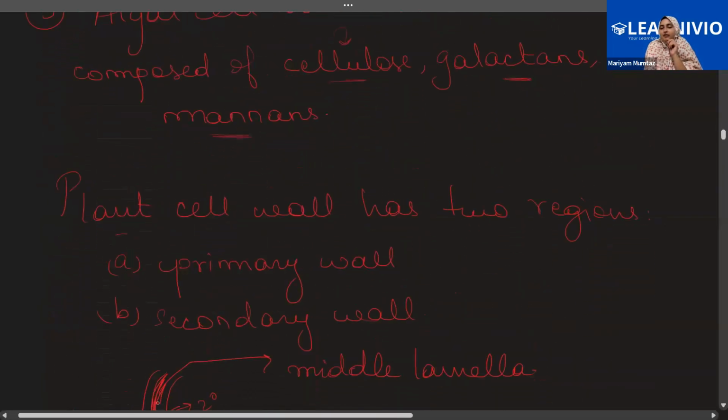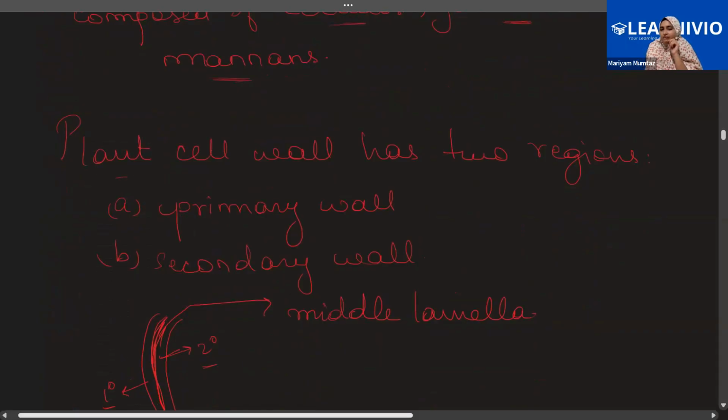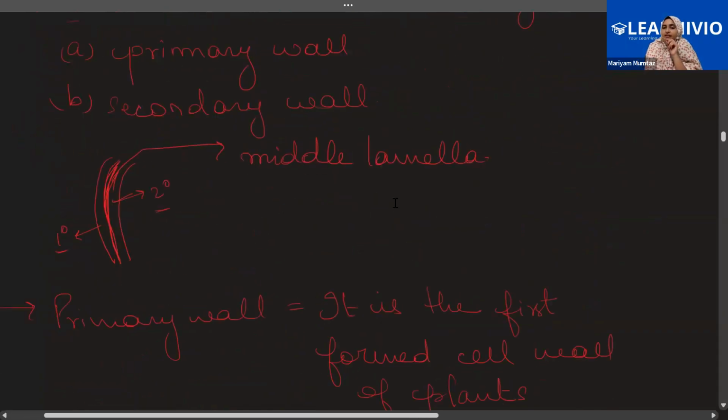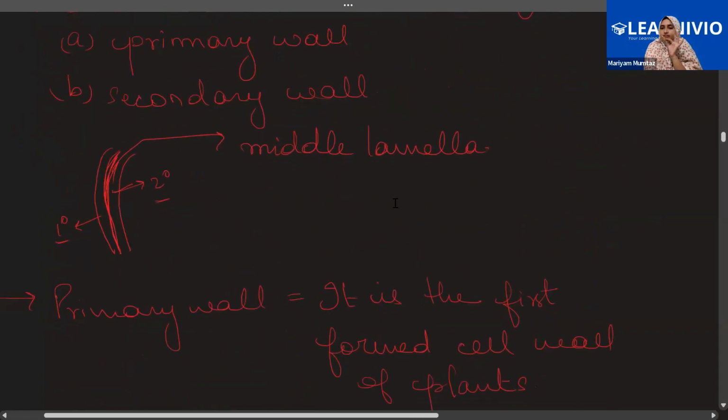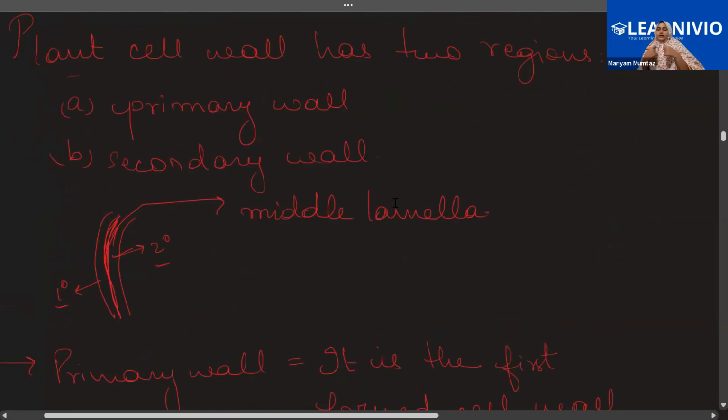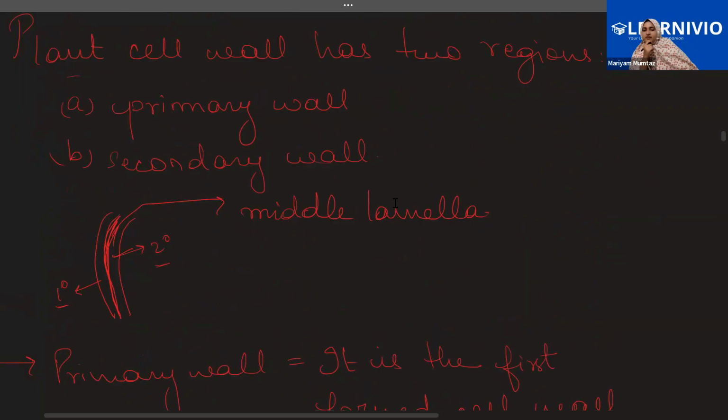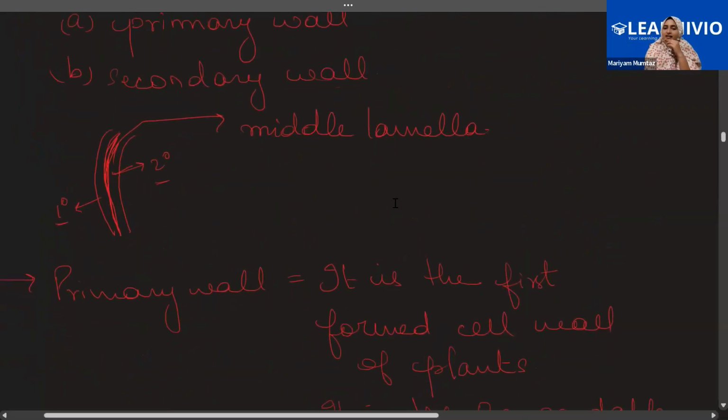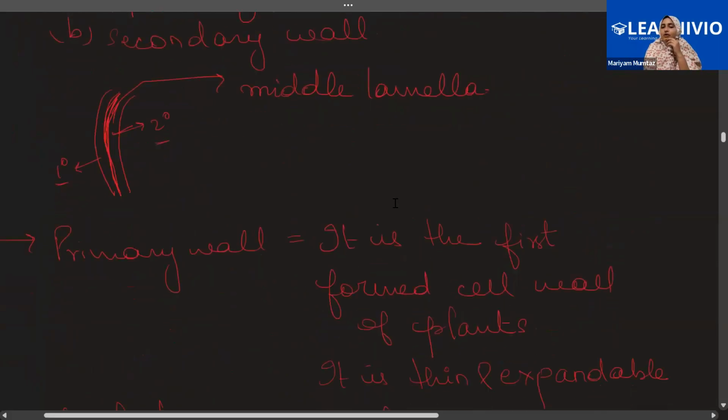Now, the plant cell wall has two regions, primary cell wall and secondary cell wall. See, the primary cell wall is the cell wall that is formed first, meaning while the cell wall development is taking place, the cell wall that is formed first will be the primary cell wall. And then after that, the secondary cell wall will be laid.